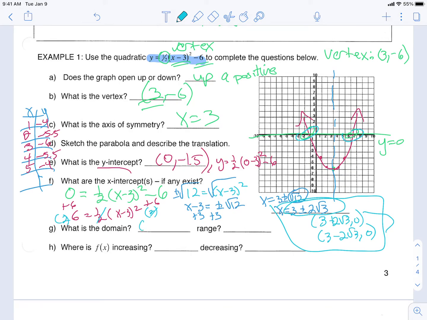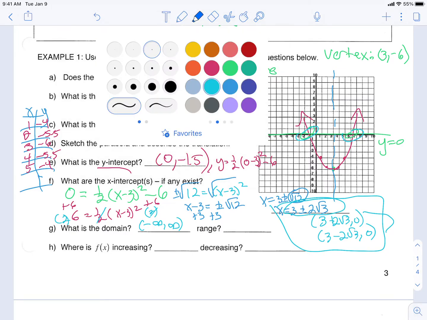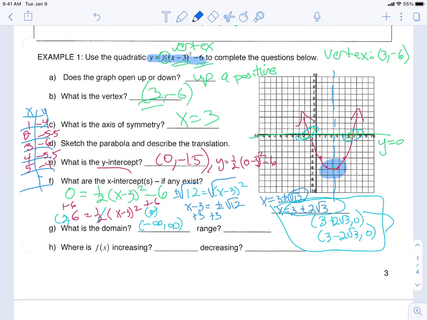What is the domain? Again, for all of these, you just go ahead and fill it in with negative infinity to infinity. Now the range, okay, well, remember, this is the lowest point. Range is the y values. So the smallest y value that we have is bracket negative 6. And the largest y value we have, well, these things are pointing up to infinity, so it goes negative 6 to infinity.